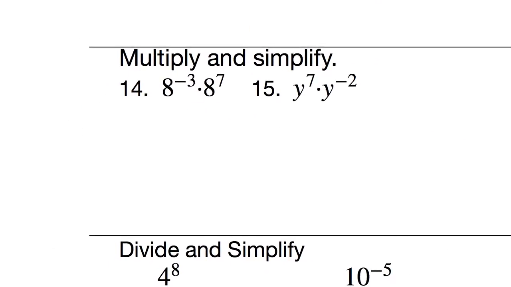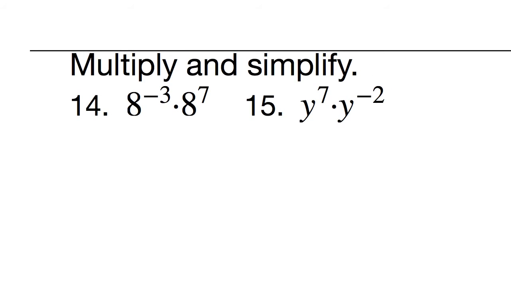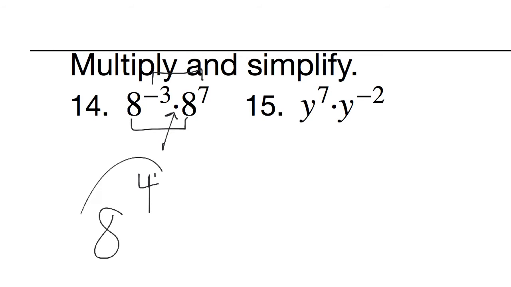Multiply and simplify. So if you have exponents that you're multiplying, if the bases are the same and you are multiplying, then you can just add the exponents. Negative 3 plus 7. If you add negative 3 plus 7, you get positive 4. So this will be 8 to the positive fourth, because negative 3 plus 7 is 4.